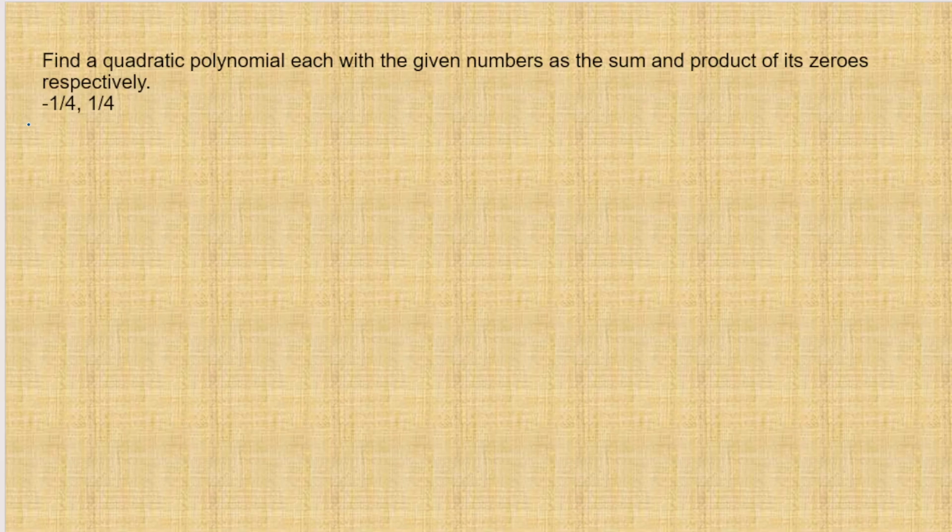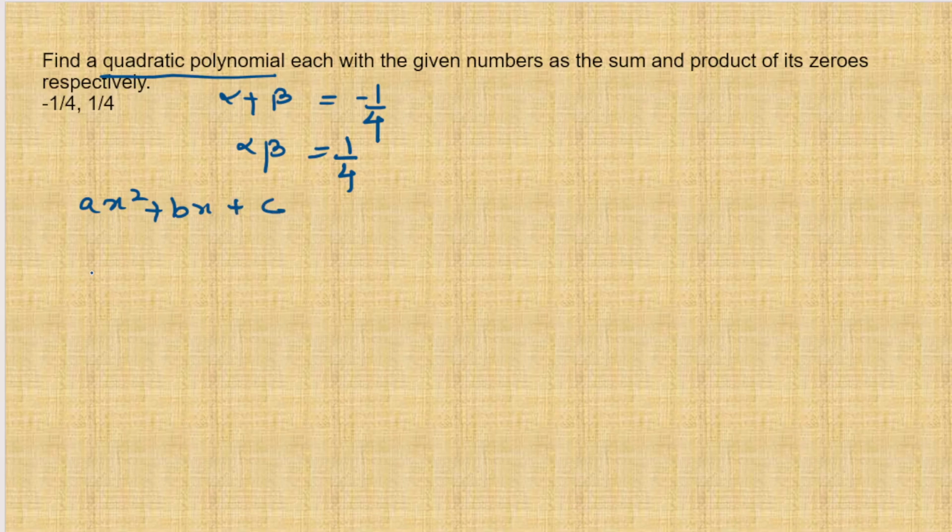Now we have another variety in which we have to find the quadratic polynomial for which the sum and the product of its zeros are given. Means alpha plus beta equals minus 1 by 4 is given to you. Alpha into beta equals 1 by 4 is given to you. What we have to find? We have to find ax square plus bx plus c.